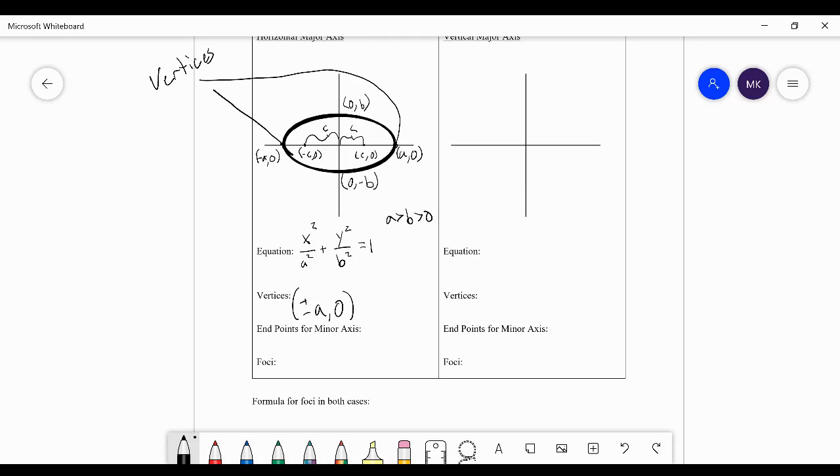Now we also have what we call a minor axis. Since this is a horizontal major axis, the minor axis would be vertical, and the endpoints of the minor axis would be 0 comma plus minus b. Our foci are plus minus c comma 0. We're going to talk about how to find c in just a minute.